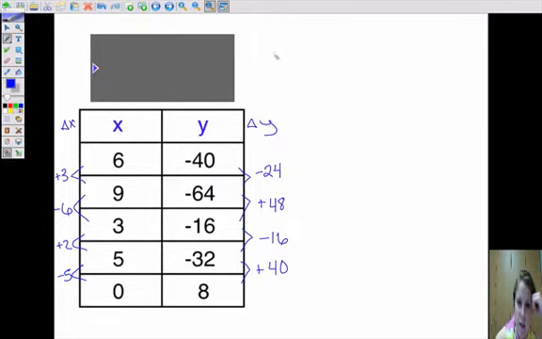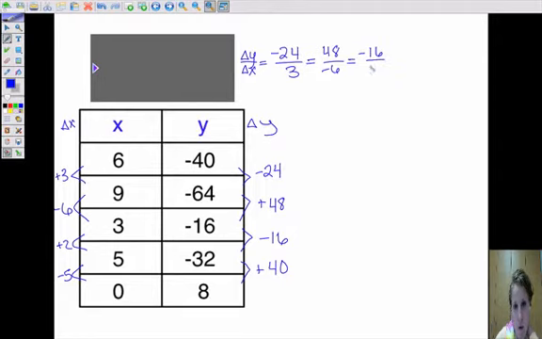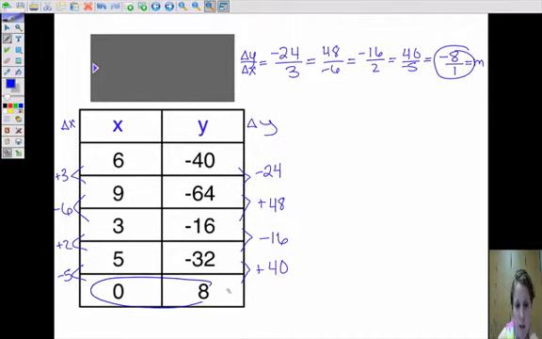What's interesting here is that negative 24, my change in y, should always be the same as my change in x. And it doesn't have to be the same numbers, just the same ratio. So negative 24 over 3 is going to be the same as 48 over negative 6, is going to be the same as negative 16 over 2, is going to be the same as 40 over negative 5. All those reduce down to negative 8 over 1. So that's my slope. And my y-intercept is given. And so my equation is y equals negative 8x plus 8.